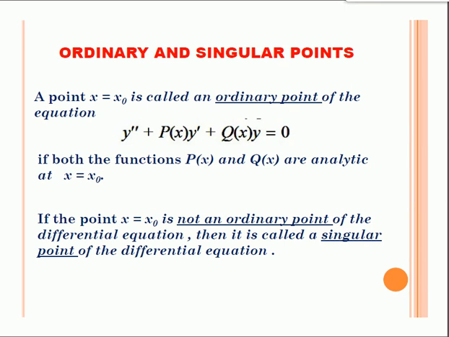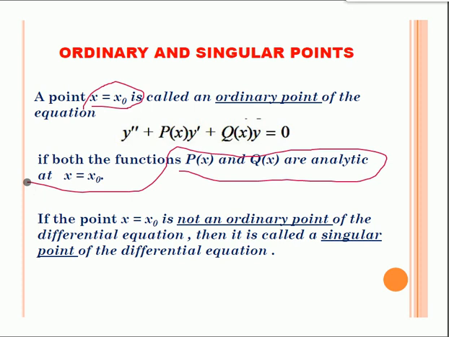So what is the meaning of an ordinary point and a singular point? There are 2 functions: p of x is one function and q of x is another. P of x is the coefficient of the first derivative term y dash, and q of x is the coefficient of the term y in the given second order differential equation. Now I am defining here that a point x equal to x naught is called an ordinary point of this differential equation if both the functions p of x and q of x are analytic at x equal to x naught. They must be analytic at x equal to x naught.